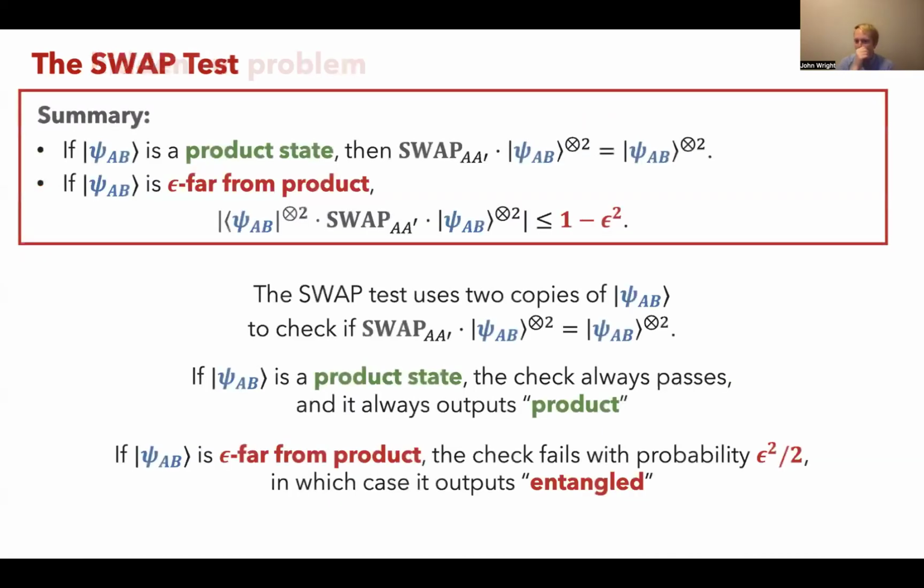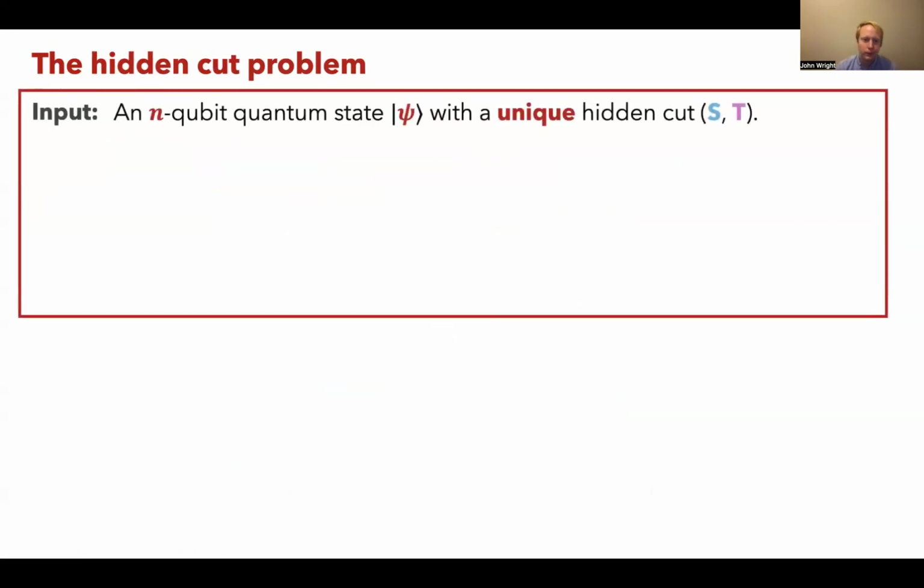So that's the swap test. Now let's move on to the more difficult problem of the hidden cut. So earlier we saw an informal definition of the hidden cut problem. Now I'd like to define it formally. So in the hidden cut problem, your input is an n-qubit quantum state psi, and it's promised to have a unique hidden cut s comma t.